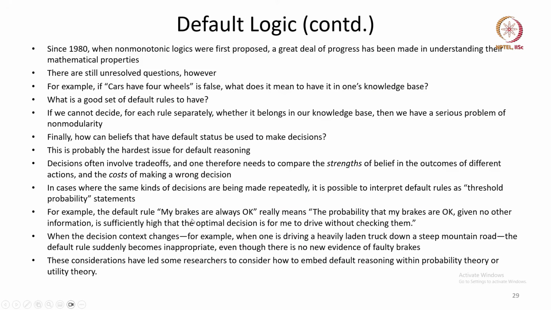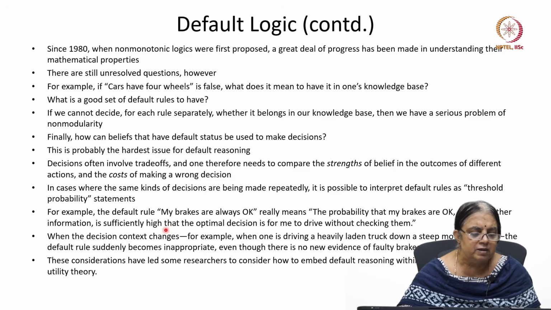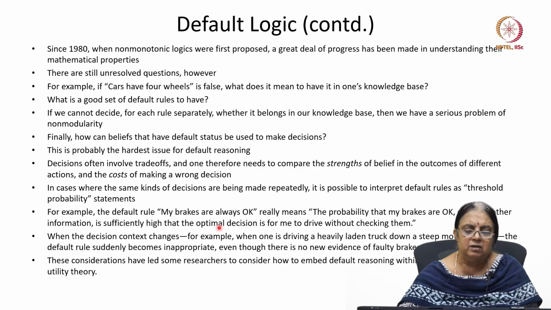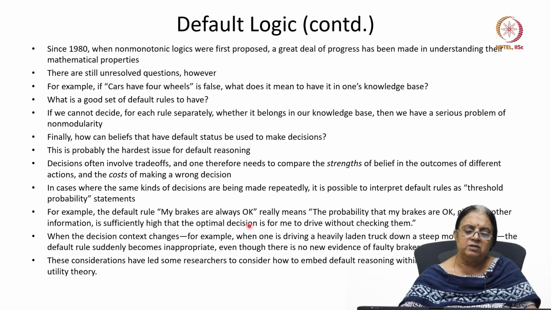So when you say my brakes are always okay, what you are trying to say in default logic is something like this: the probability that my brakes are okay given no other information is sufficiently high that I start driving without checking them. That's exactly what you do in default reasoning, right?